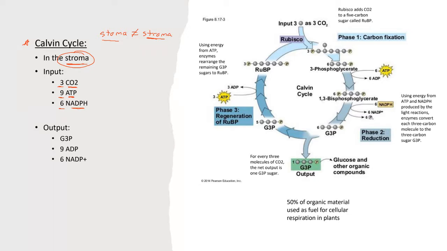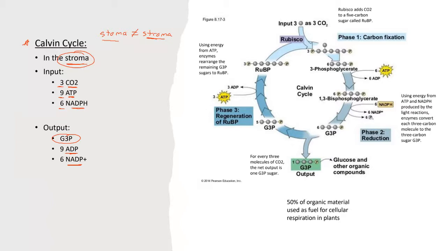Well, a product, G3P, right? Which, if you have two G3Ps, makes glucose. Now, we no longer end up with ATP, we end up with ADP, which is going to go back to get phosphorylated to make more ATP, and 6 NADP+, which are going to go out and get more electrons to get reduced.